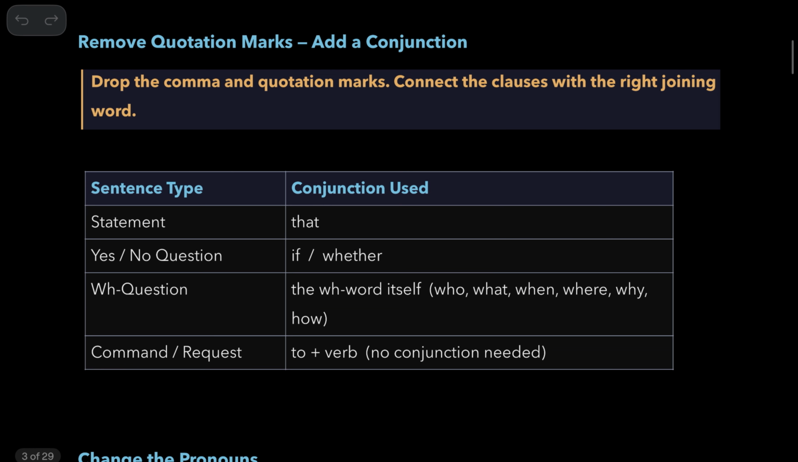For example, if it is a statement, you use the word that. If it is a yes no question, you can use if or whether. If it is a WH question, then you use the WH word itself, and that includes how. And if it is a command or a request, you generally use to plus the base form of the verb. Conjunction is not generally required.